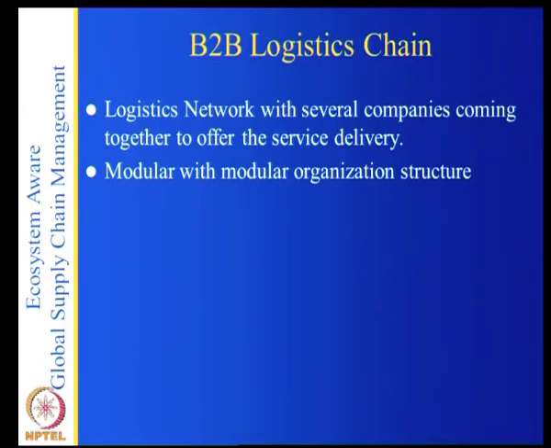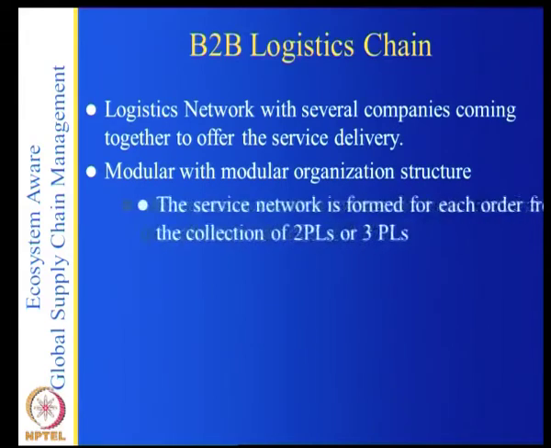In other words, if you look at the logistics chain, there are the warehouses. They may be owned by somebody else, and the ownership is different. And there are truck companies. They may be owned by a Ford or Toyota or whatever. They could be different owners. And similarly, the other services that are needed are all owned by different people. So they're all modular with modular organization structure.